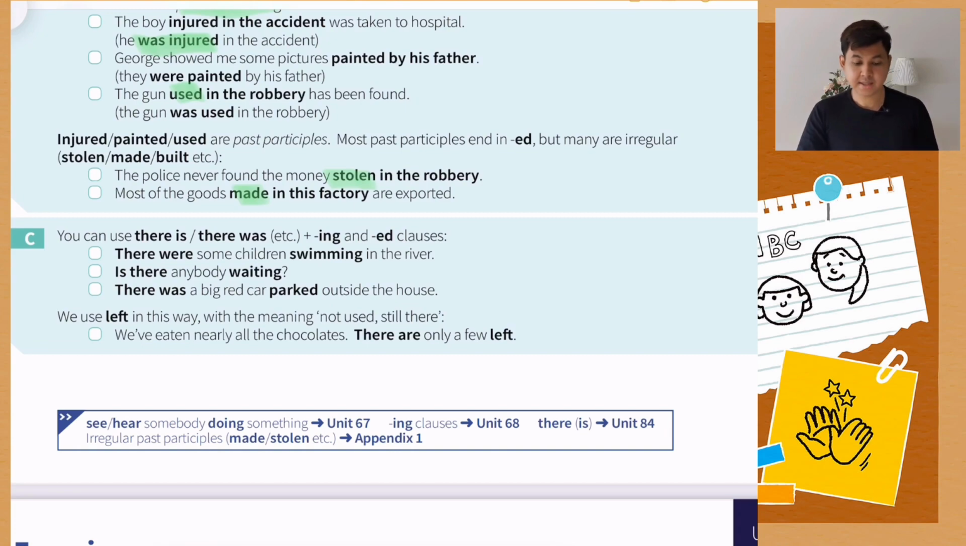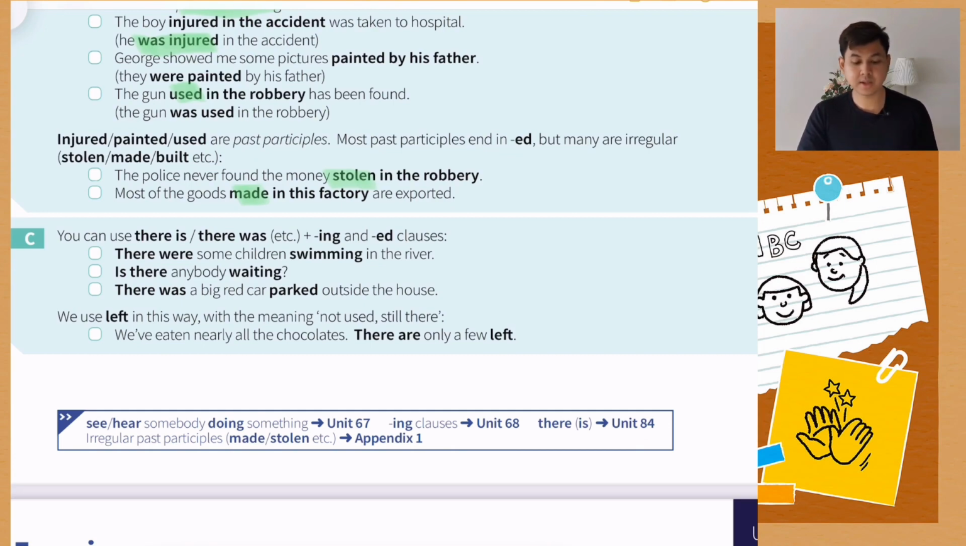You can use there is, there was, etc. plus ing or ed clauses. Let's have a look at the full example. There were some children swimming in the river. So you explain something in the past, that there were some children, they were swimming in the river. Is there anybody waiting?